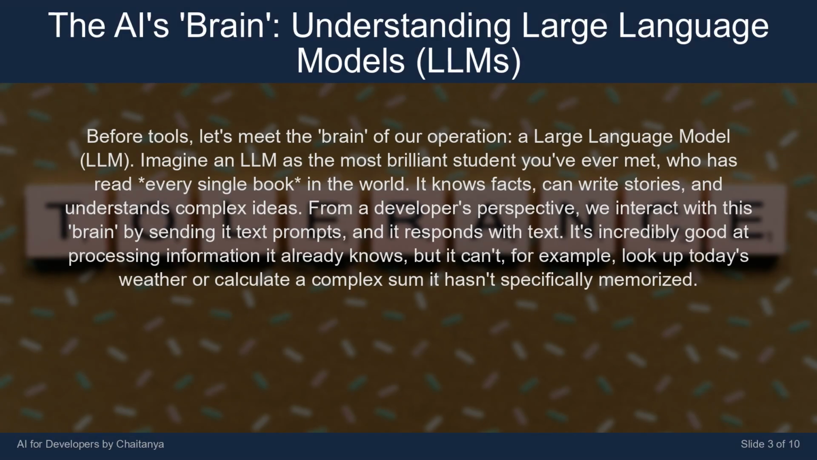Before tools, let's meet the brain of our operation. A large language model, LLM. Imagine an LLM as the most brilliant student you've ever met. Who has read every single book in the world? It knows facts, can write stories, and understands complex ideas. From a developer's perspective, we interact with this brain by sending it text prompts, and it responds with text. It's incredibly good at processing information it already knows. But it can't, for example, look up today's weather or calculate a complex sum it hasn't specifically memorized.